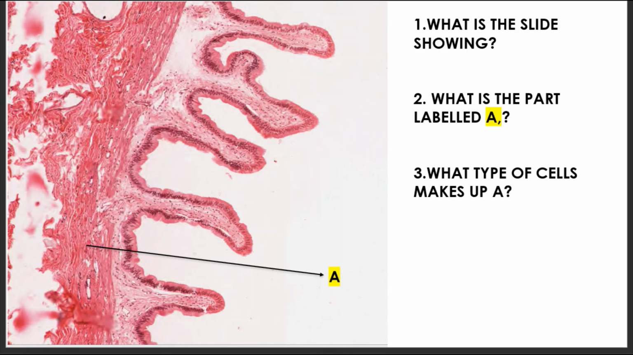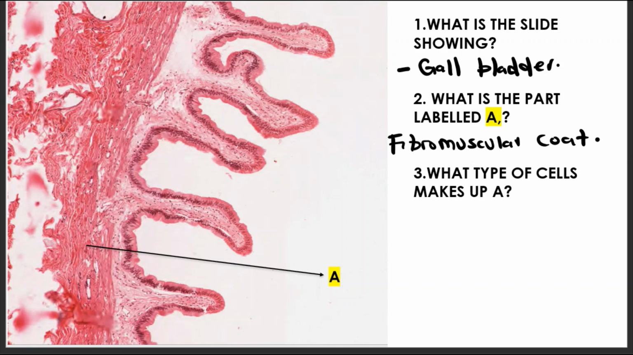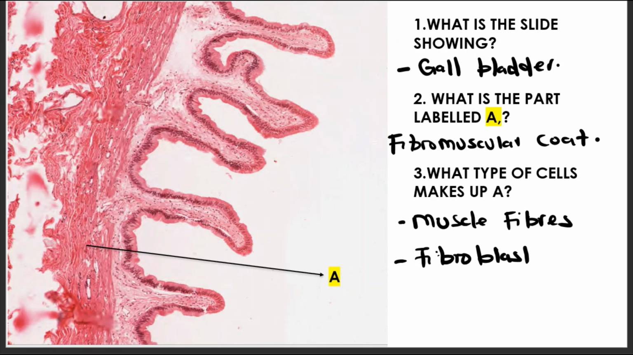What is this slide showing? This slide is the gallbladder. What is the part labeled A? This is the fibromuscular coat. It is made up of muscles and connective tissue. The type found in muscles is simply smooth muscle fibers, and fibroblasts are found in connective tissue.